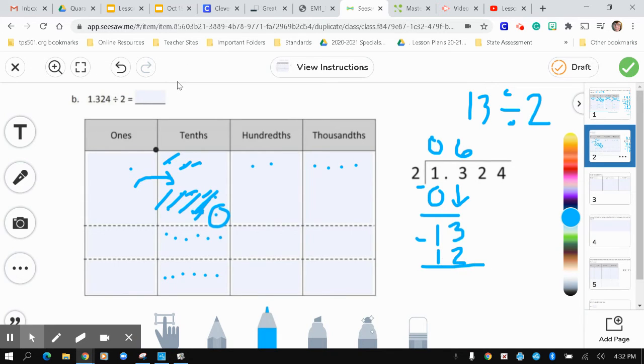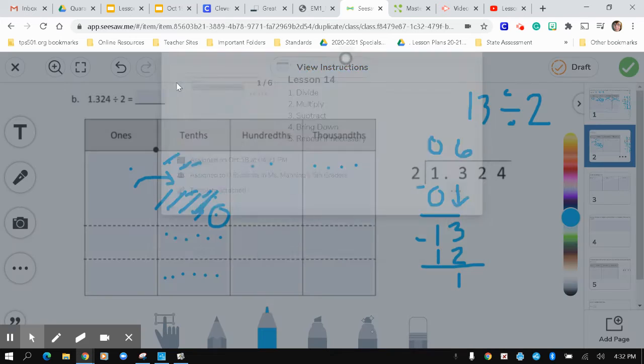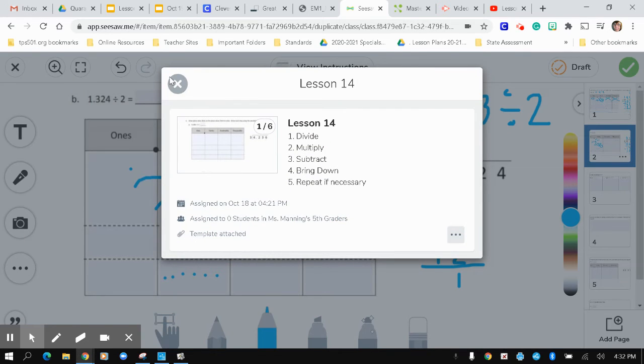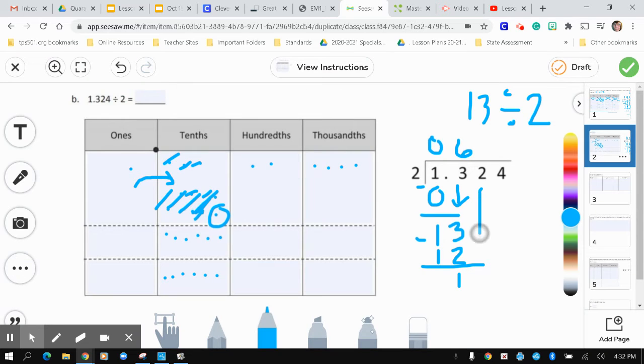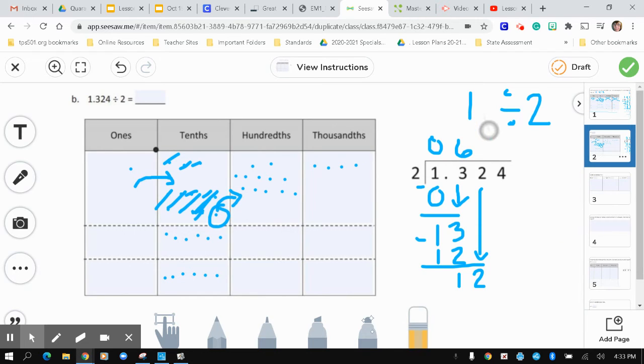So I'm going to subtract here. I get 1. Now we are at bring down the next place value, which would be a 2. All right. So to get these 12 hundredths, what we've got to do is take this 1 tenth and bring it over here. But 1 tenth does not equal 1 hundredth. It equals 10 hundredths. 1, 2, 3, 4, 5, 6, 7, 8, 9, 10. So now I have 12 hundredths, and I'm going to divide that evenly into 2 groups.